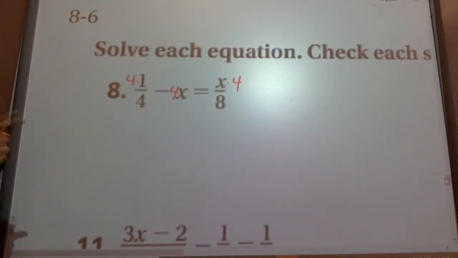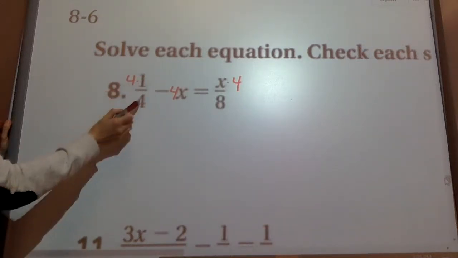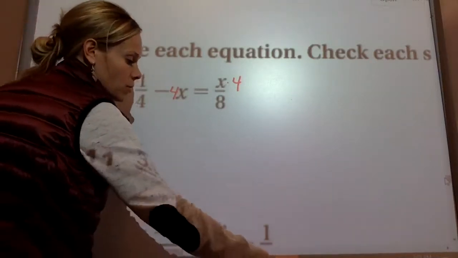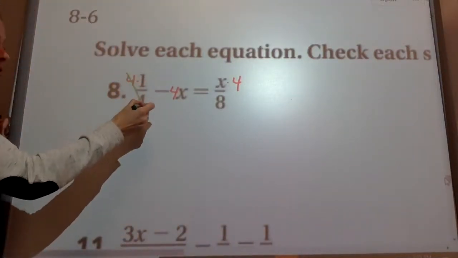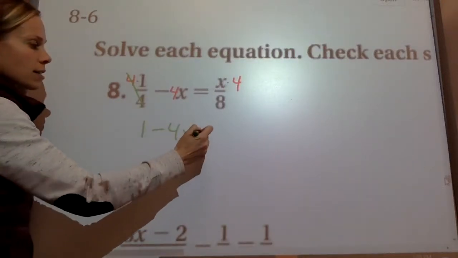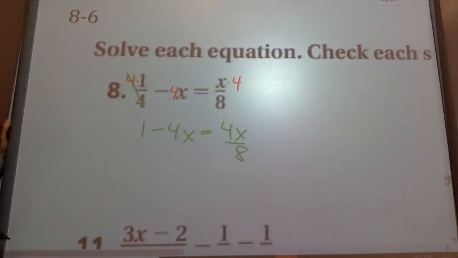Okay? And how that helps us is if I have a 4 on top and bottom, what happens? 1. They cross off and it equals 1. Very good. So this crosses off, and I'm going to end up with this. 1 minus 4x equals 4x over 8. See how I got rid of one of the fractions? And then I start again.